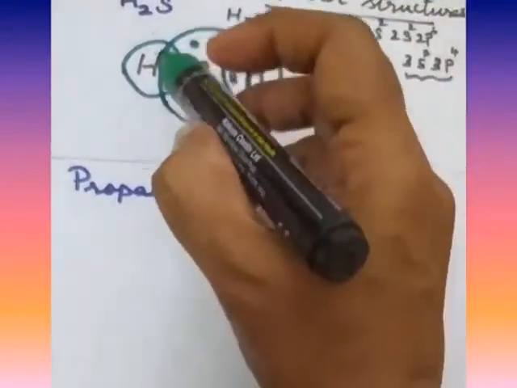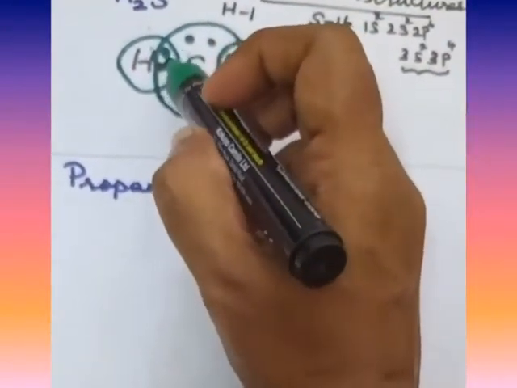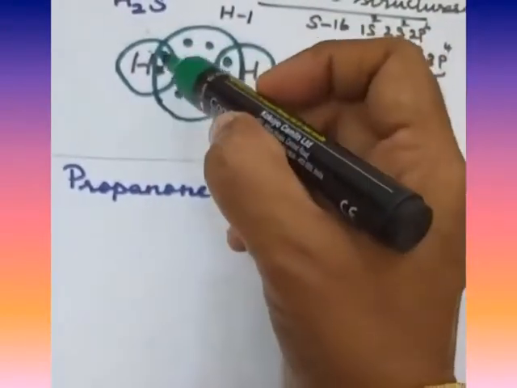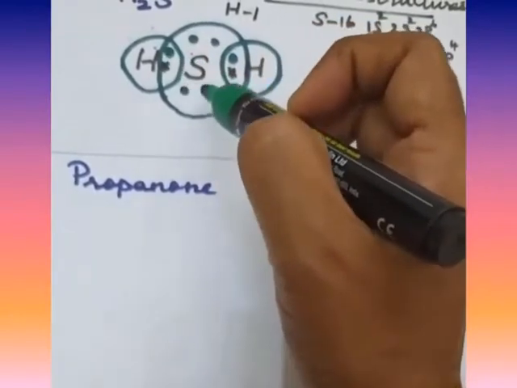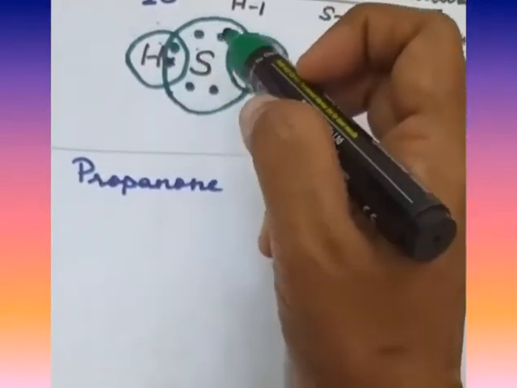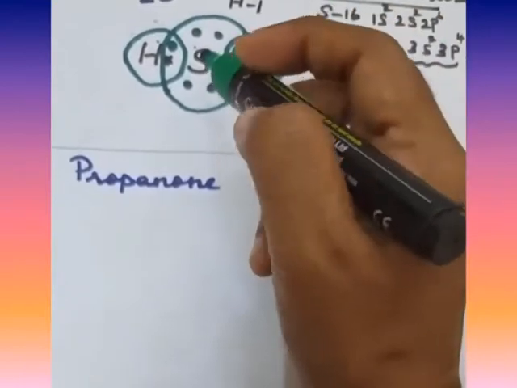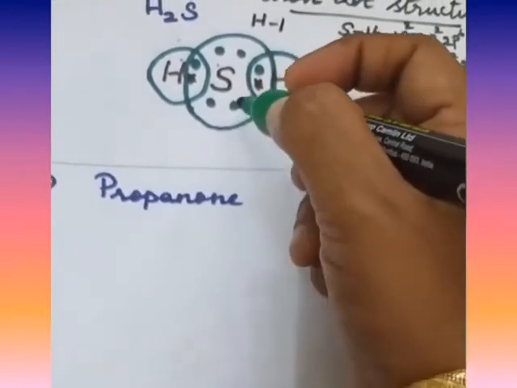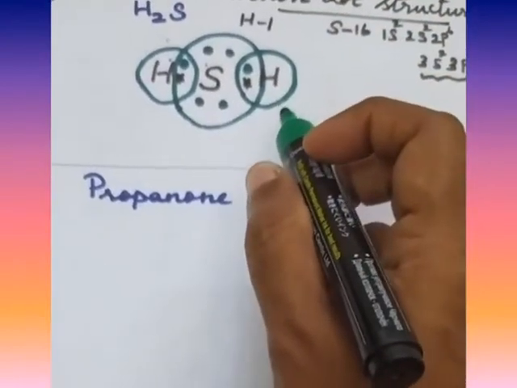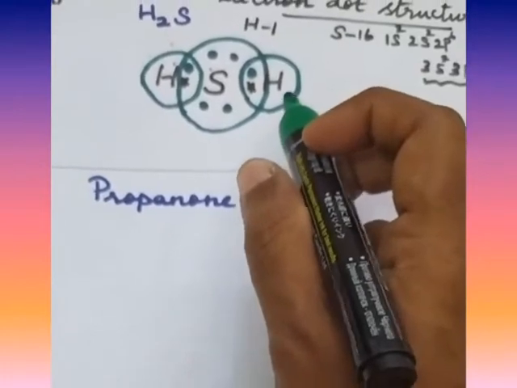Okay. Now for hydrogen our valence shell is filled. Here also filled. Look at the sulfur: 1, 2, 3, 4, 5, 6, 7, 8. So 8 electrons are there. So they are also having the completely filled configuration. This is the electron dot structure for hydrogen sulfide.